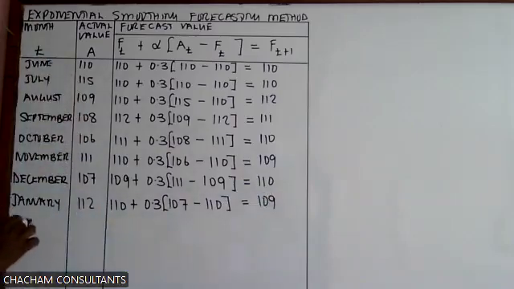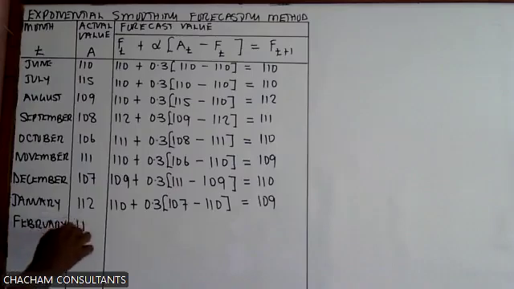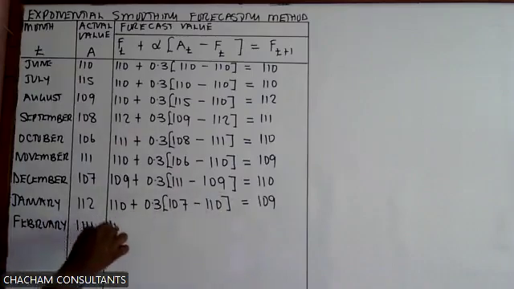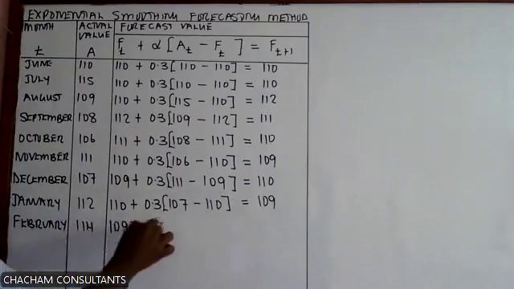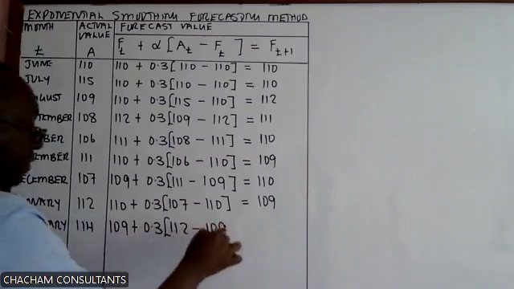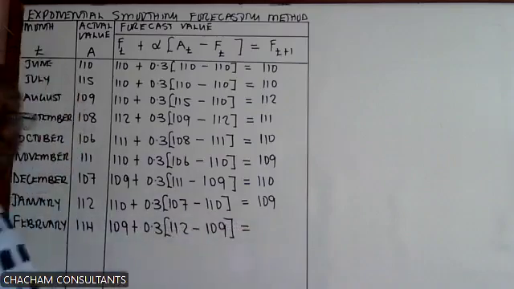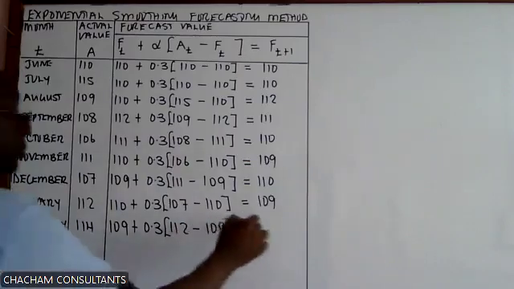Then we go to February. The actual value in February is 114. So the previous forecast is 109 plus 0.3 times the previous actual 112 minus 109. That gives 110.